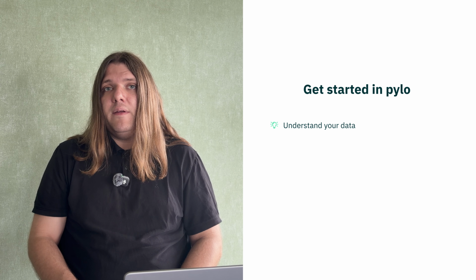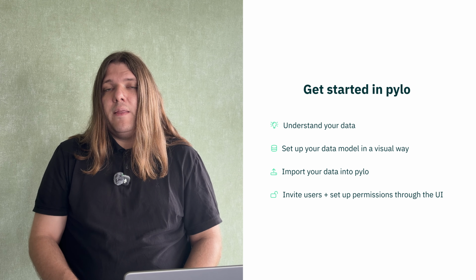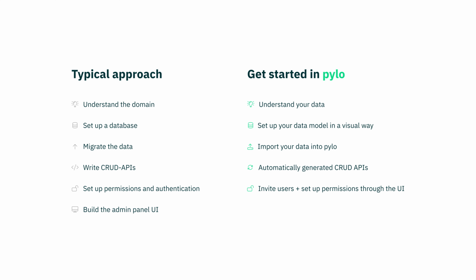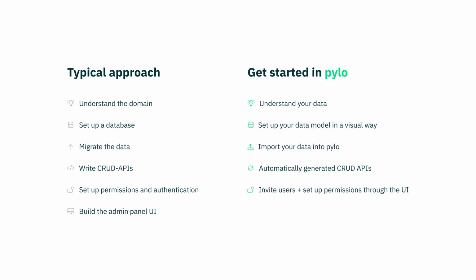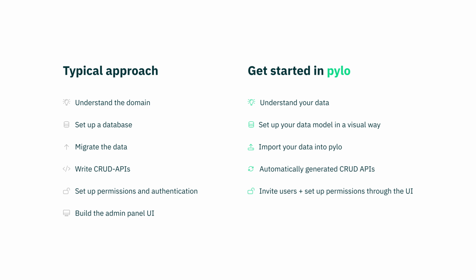So when we built our backend as a service platform pylo, we thought of a different approach. With pylo, all you have to do is to understand the data, set up the data model in a visual way, import the actual data into pylo, and invite the users and set up the permission through the UI. So now within minutes, you got a fully fledged admin panel everyone can work with, automatically created GraphQL CRUD APIs with all the features you can wish for, and deeply integrated permissions and authentication across every part of pylo.